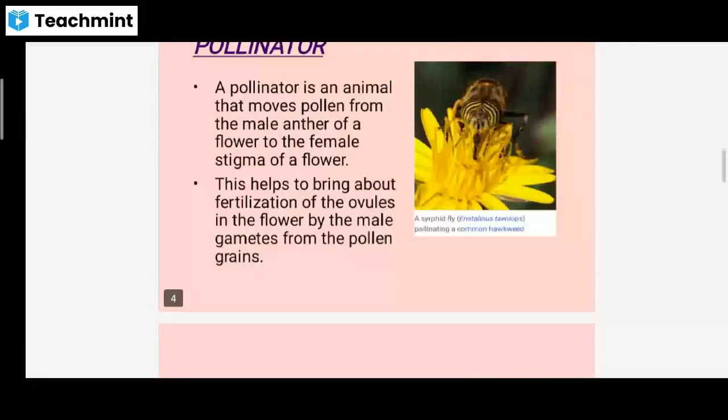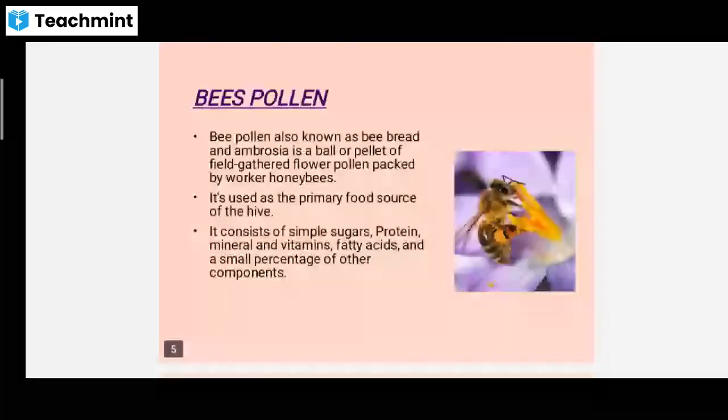Bee pollen, also known as bee bread and ambrosia, is a ball or pellet of field-gathered flower pollen packed by worker honeybees. It is used as a primary food source of the hive. It consists of simple sugars, protein, minerals and vitamins, fatty acids and a small percentage of other components.